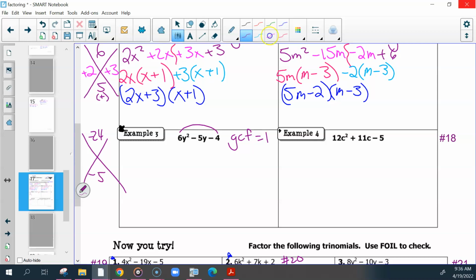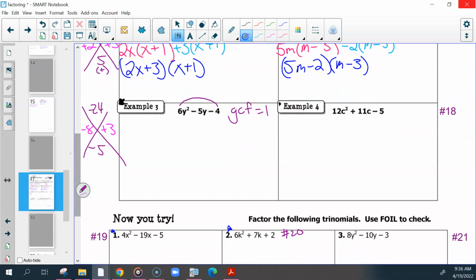Negative 8 and positive 3. So then we would rewrite this as 6y squared minus 8y plus 3y minus 4. Okay. What would our GCF of the first two be? 2y, which would leave us with 3y minus 4.